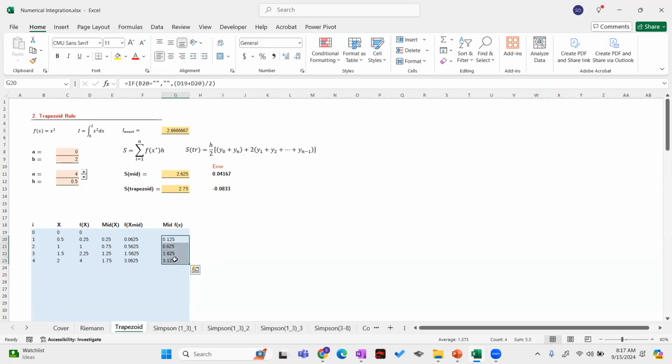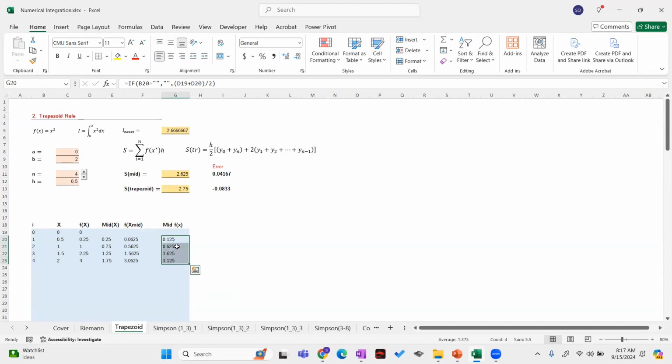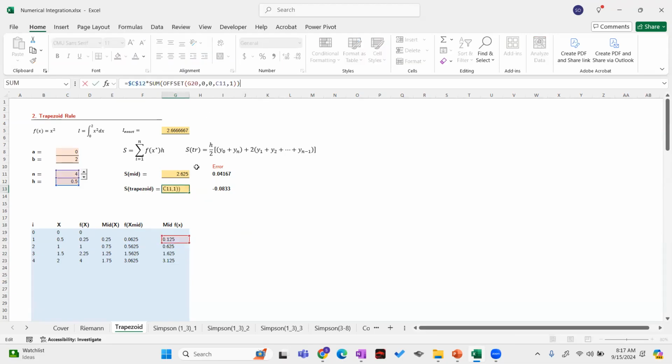And use these heights and the width. So this is simply h times the average heights for each and every interval. So there is no sum product here, just h times the sum of this. And that gives you 2.75.